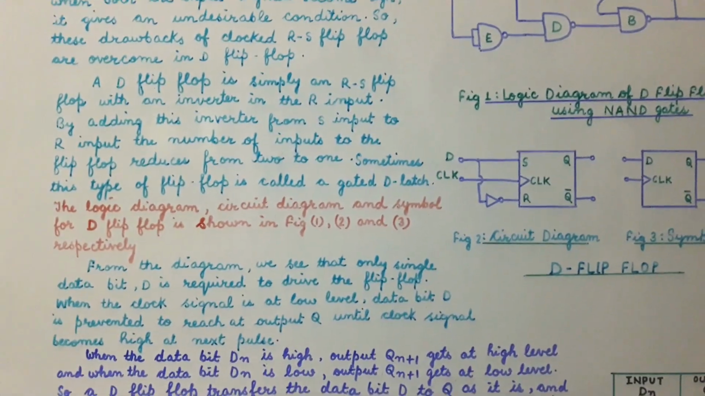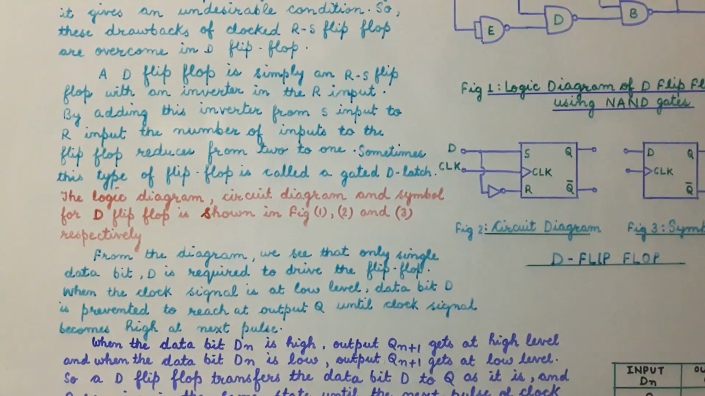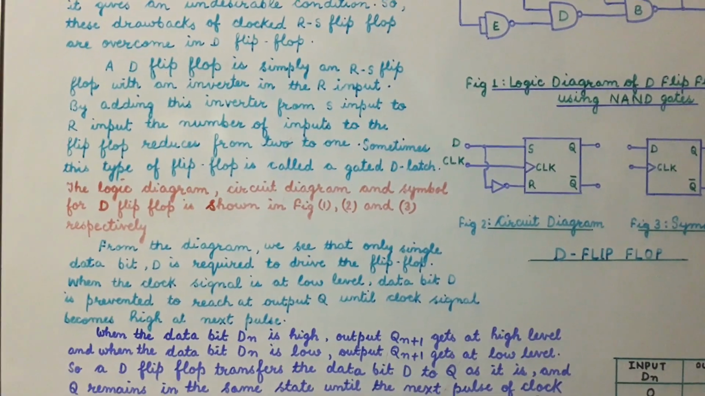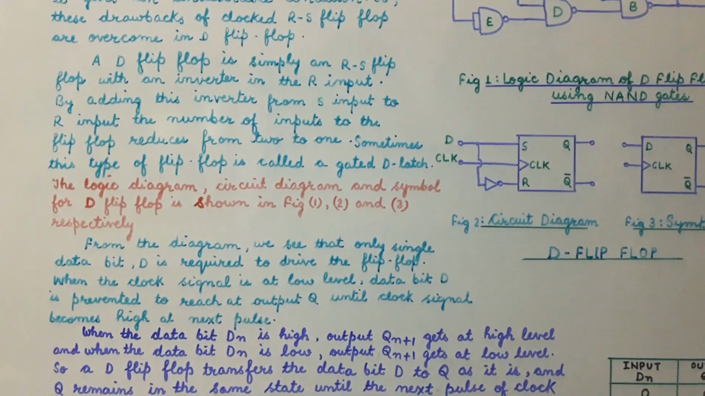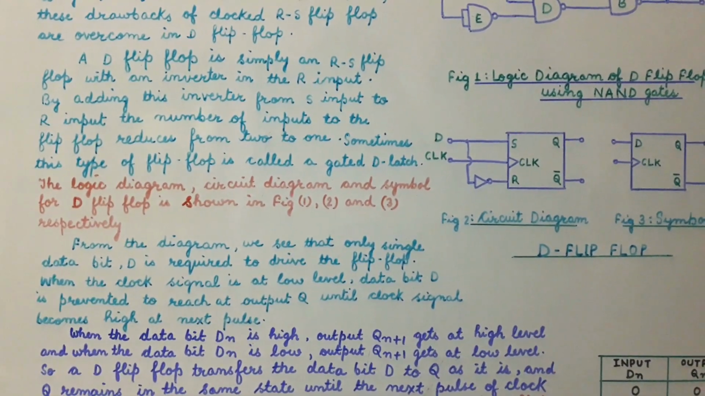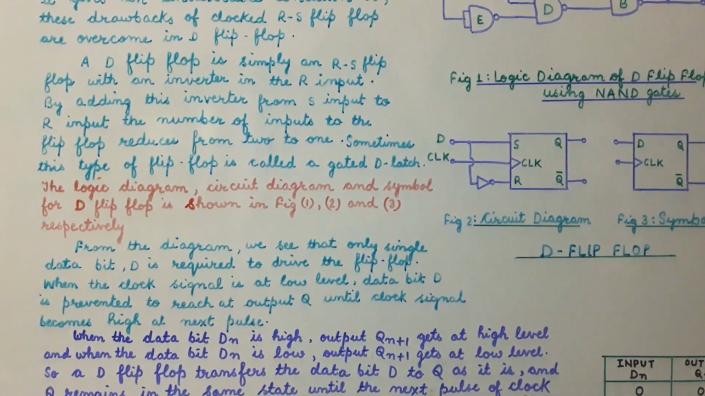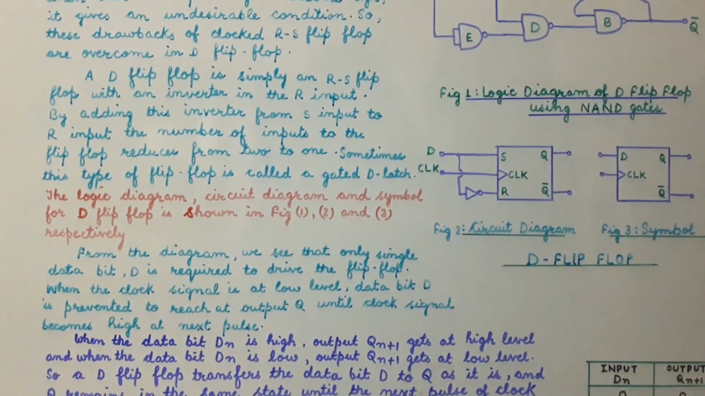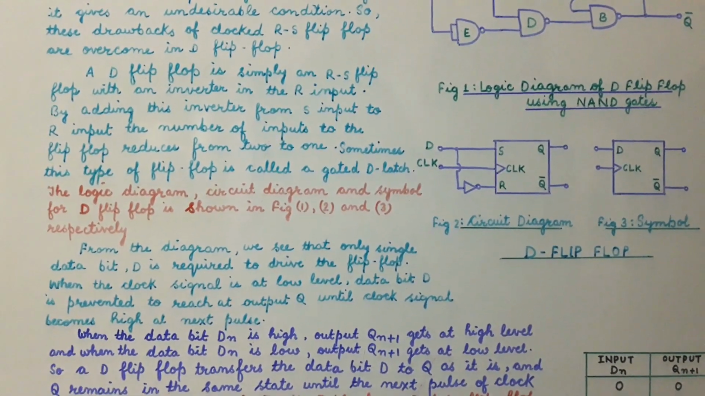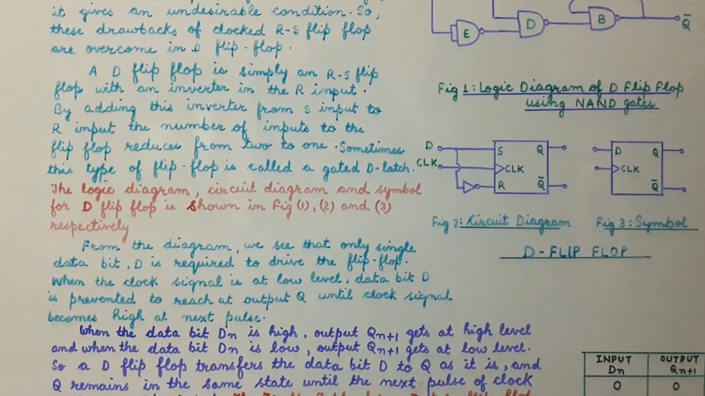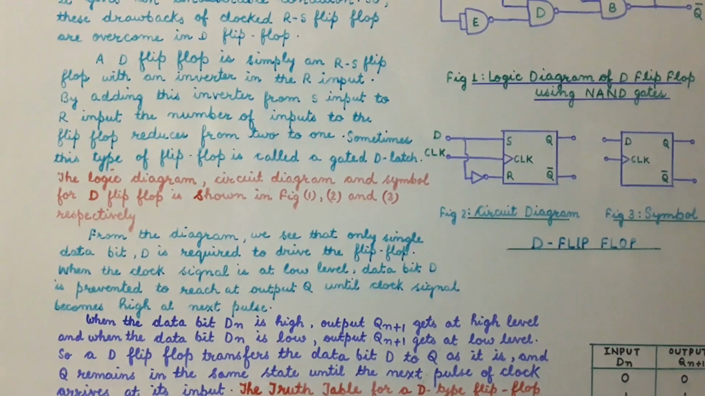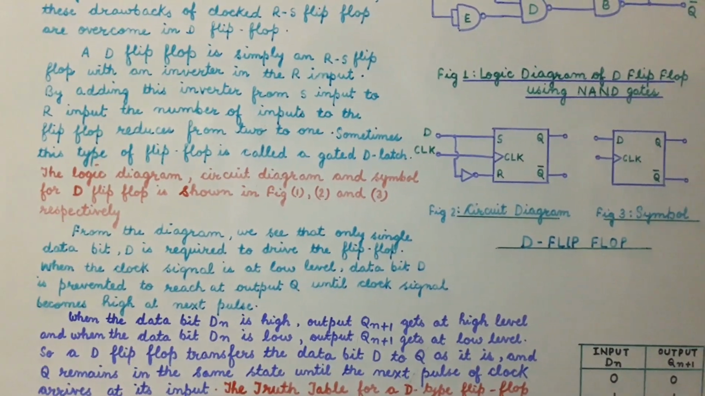From the diagram, we see that only a single data bit D is required to drive the flip-flop. When the clock signal is at low level, the data bit D is prevented from reaching output Q until the clock signal becomes high at the next pulse.